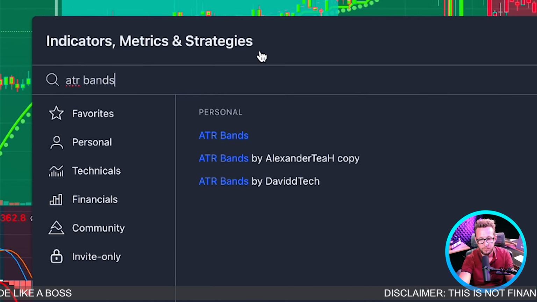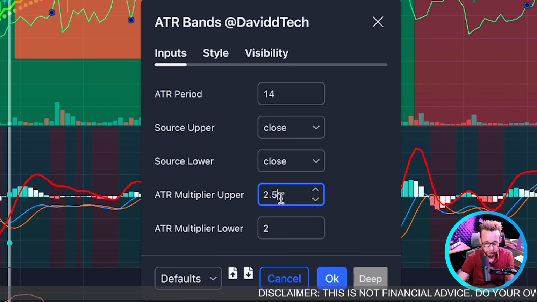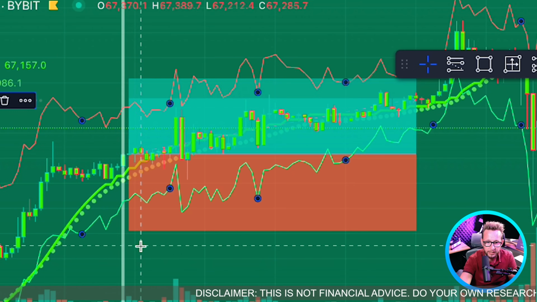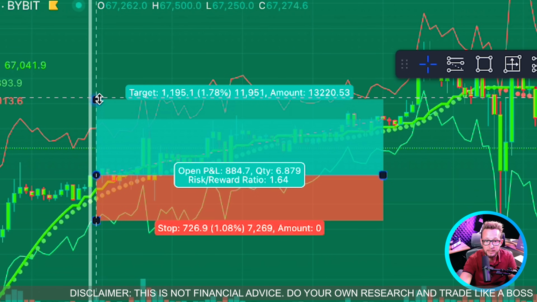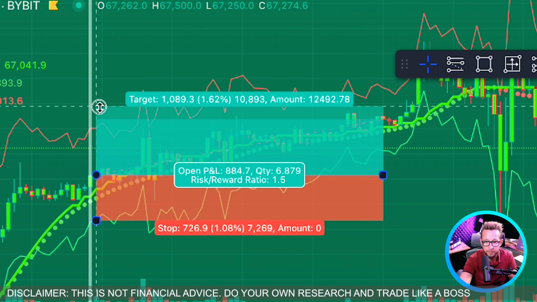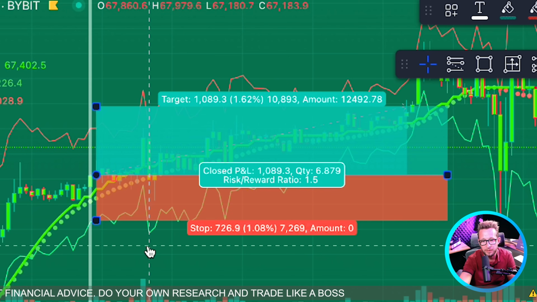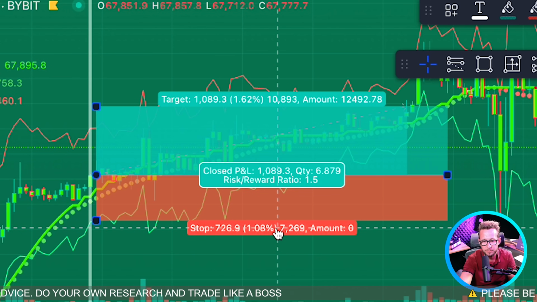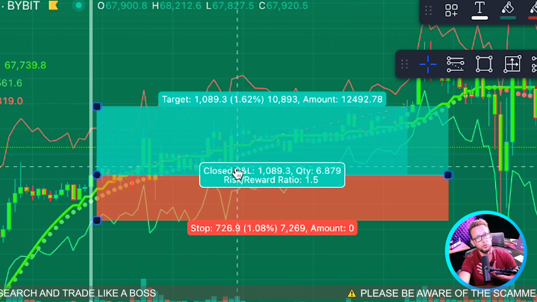ATR band by David Tech. We're going to go over to the settings. We're going to set our upper and lower to 2.5. We then set our stop loss to the ATR bands, and our take profit is going to be a risk to reward of 1.5. Boom! We would have made 1.62% from that trade. Our stop loss would have been just above 1%. Brilliant trade, brilliantly cherry picked by myself, if I do say so myself.